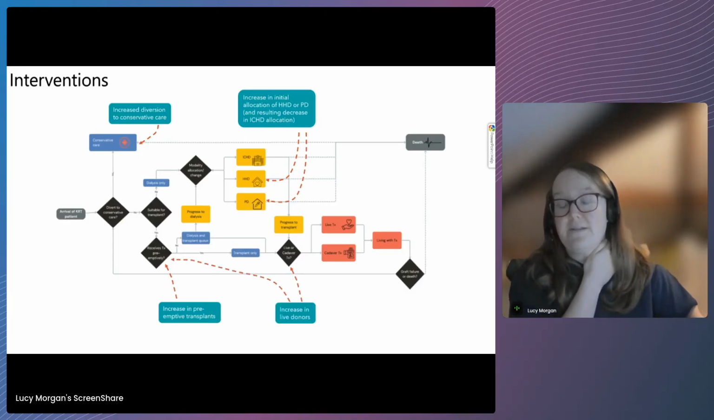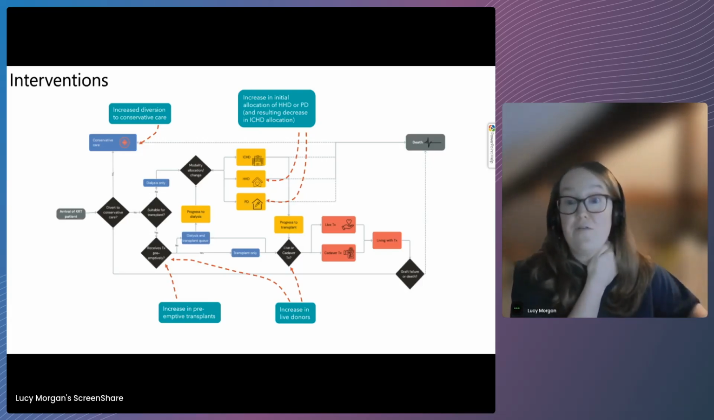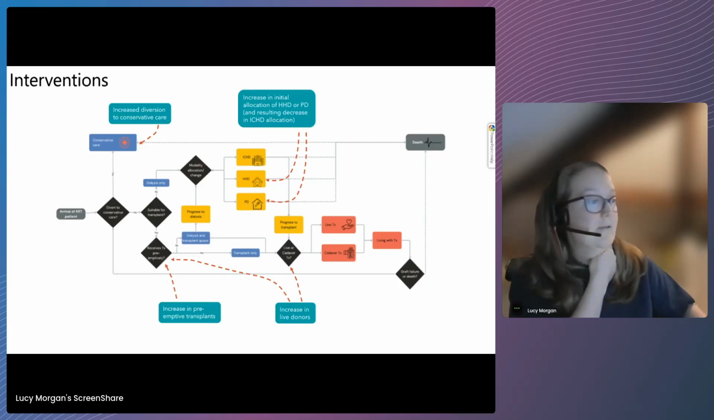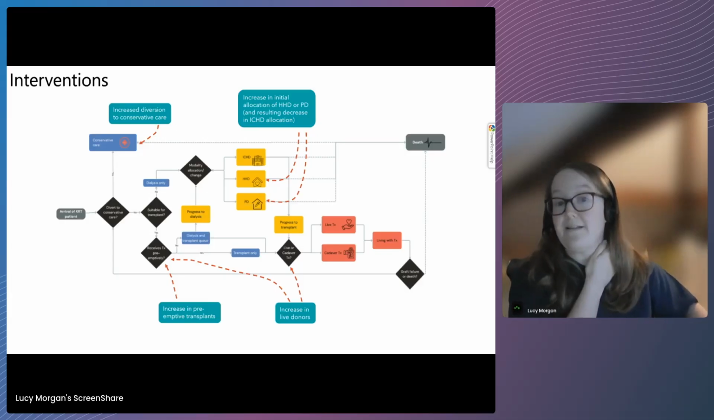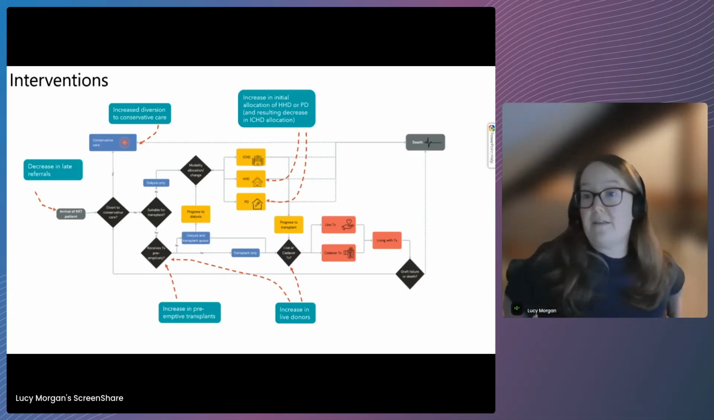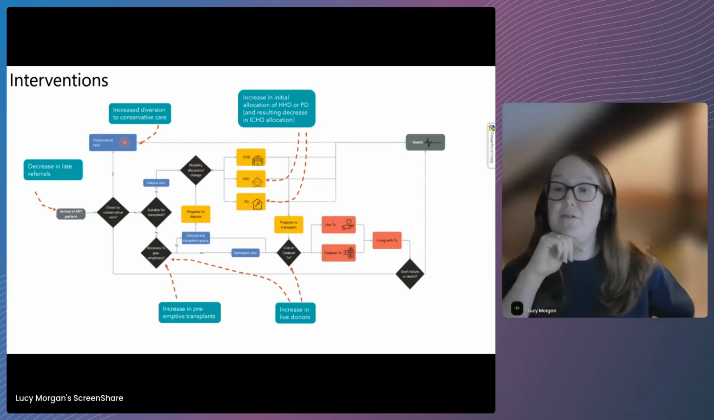But that's not for all systems. It's not the same across the country. So can we find out the impact of improving that? And then also looking at the increase in live donors, and donors basically in general, is of interest. And finally, we'll look at decreasing late referrals into the system.